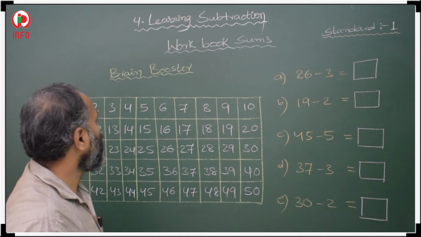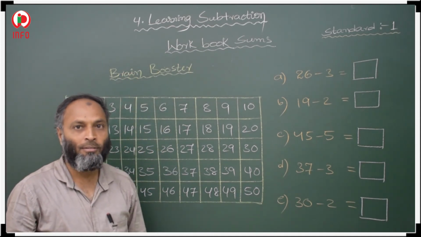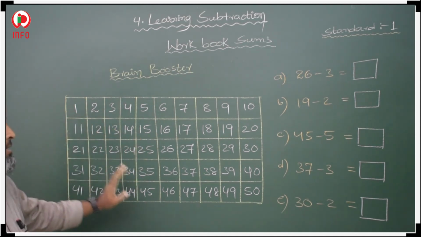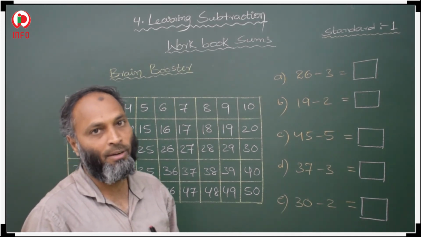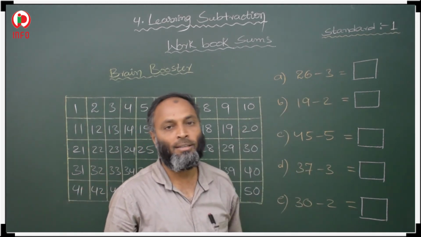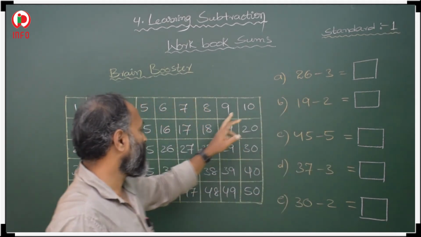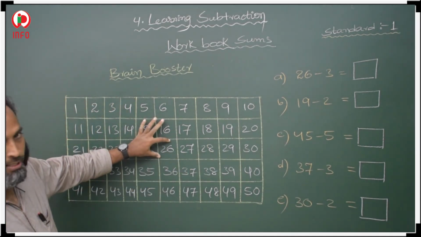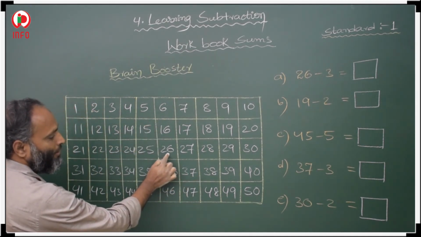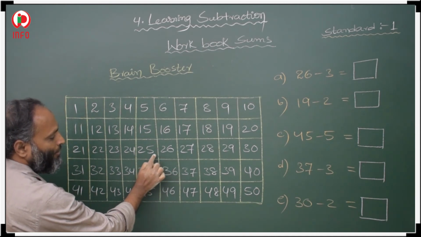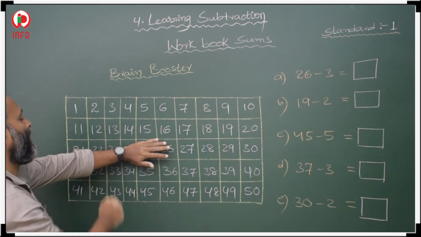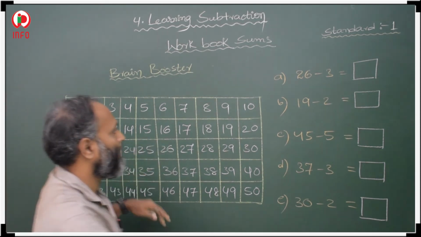Yes, now in the workbook, brain booster is given. Here the grid of numbers 1 to 50 is given. On the basis of this, some subtractions we have to do. So how to do these subtractions? First question is 26 minus 3. Where is 26? 26 is here. Minus 3 means we have to count back 3 from here. Starting from 26: 1, 2, 3. After eliminating these 3, what is the answer? The very next number, 23. That 23 we have to write here.